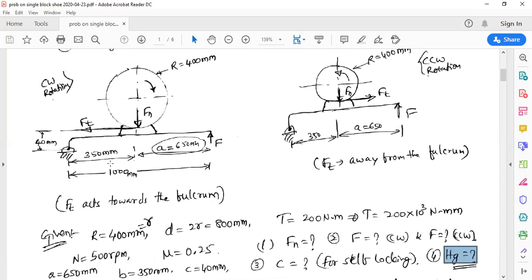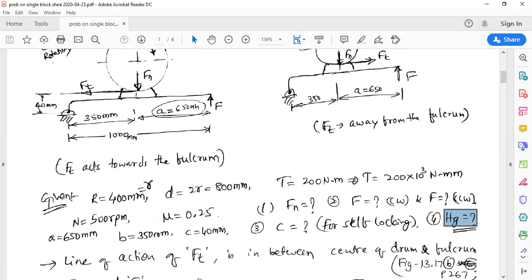By seeing the sketch, let us list out some of the given information. The distance between the center of drum and the line of action of the actuating force, A, is said to be 650 mm, but actually it is not given. Here 350 mm is the distance between the fulcrum point and the center of drum. In addition, the distance between F and the fulcrum pin is given as 1000 mm. With the help of this 1000 mm, we have to get the value of A.